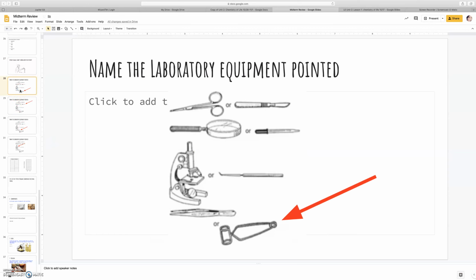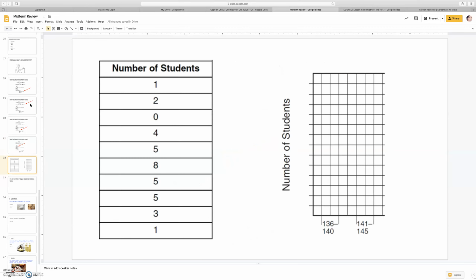Next, you are supposed to know the following lab equipment. This is dissecting scissors, scalpel, magnifying glass. This was a medicine dropper. This is a microscope. This is a dissecting probe, forceps, and test tube holder. This can also be called a tweezer. And that's what basically this was asking. So that one's pointing to the test tube holder, medicine dropper, tweezer, forceps, microscope.